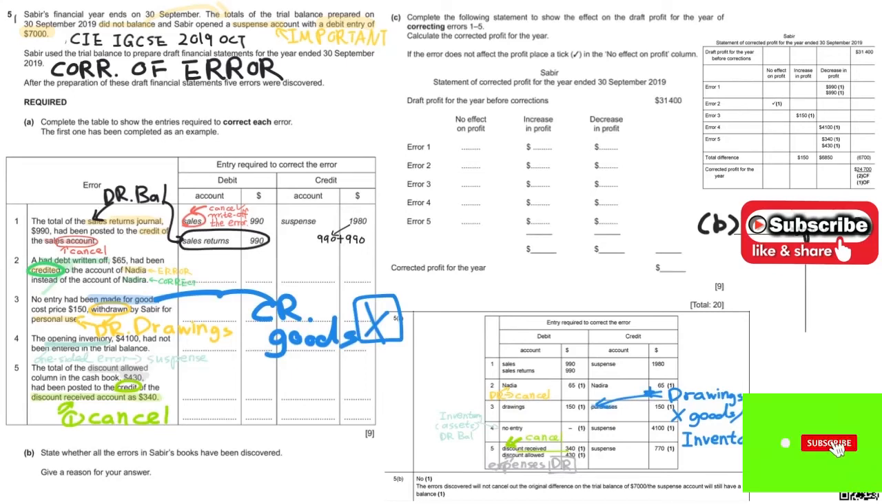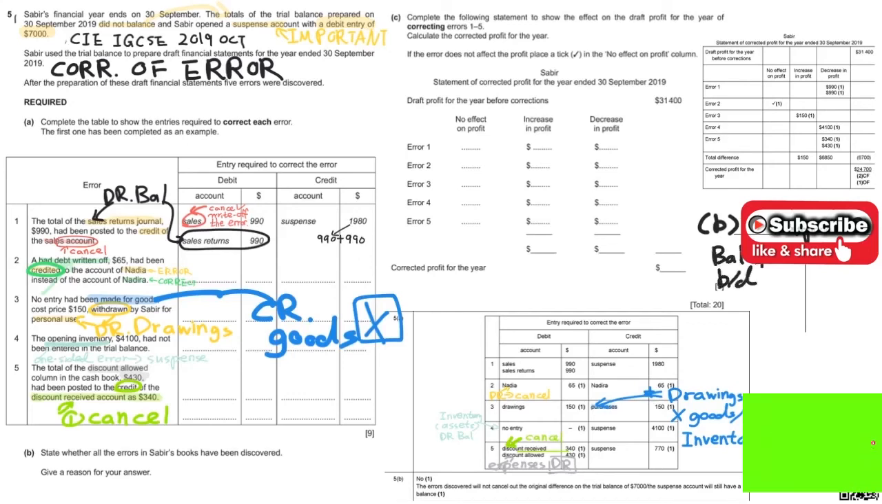So as you can see, in the open of the question, there's a 7,000 balance here, so we can put it down. So the balance brought down will be 7,000.